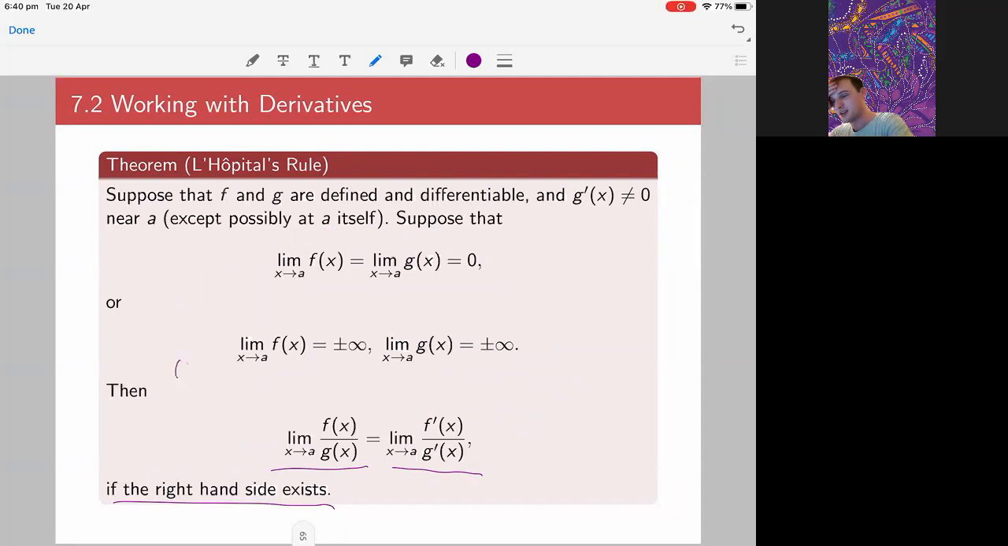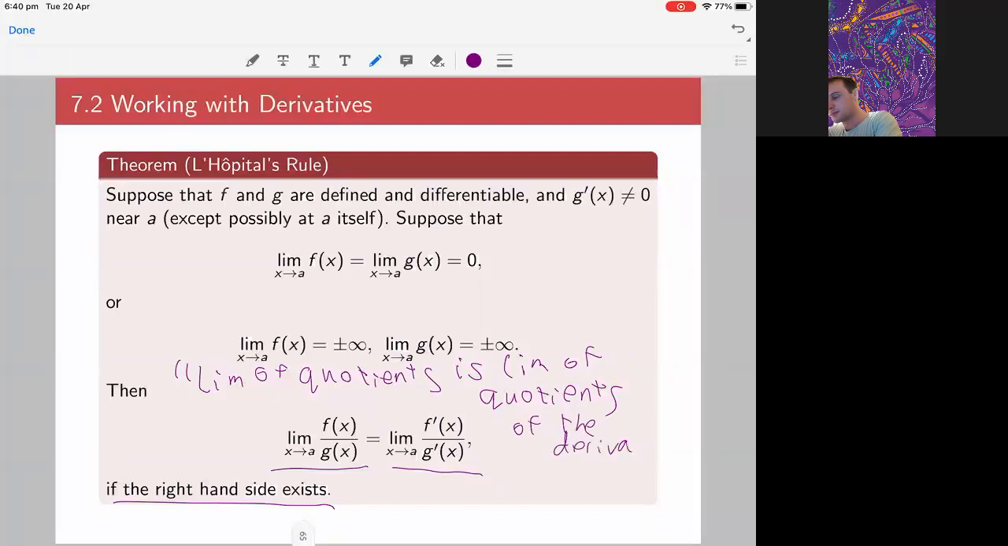So in words, the limit of quotients is the limit of the quotients of the derivatives. So if you're trying to evaluate this limit, instead, you can consider this particular limit here. You differentiate the top, you differentiate the bottom, you look at that limit, and if that limit does exist, then it's going to be the same as the original limit you were interested in studying in the first place. Let's have a look at an application of this quotient rule.